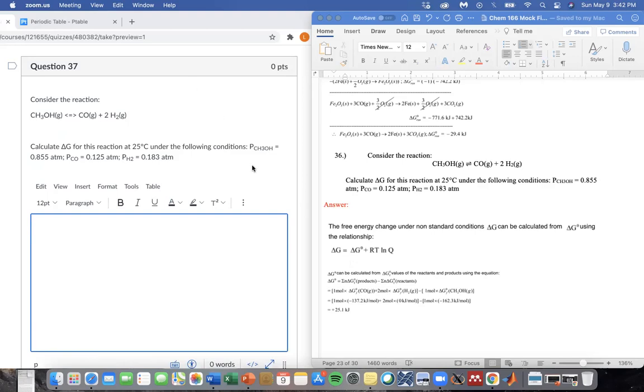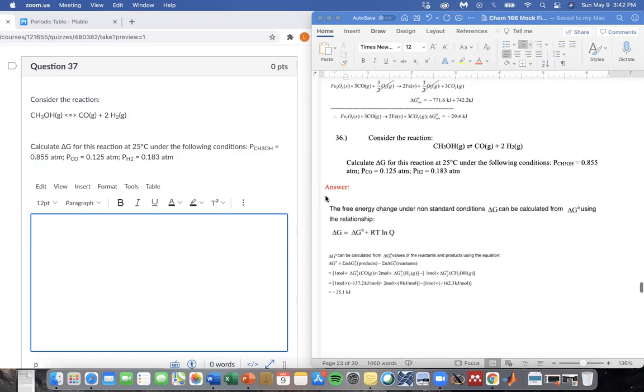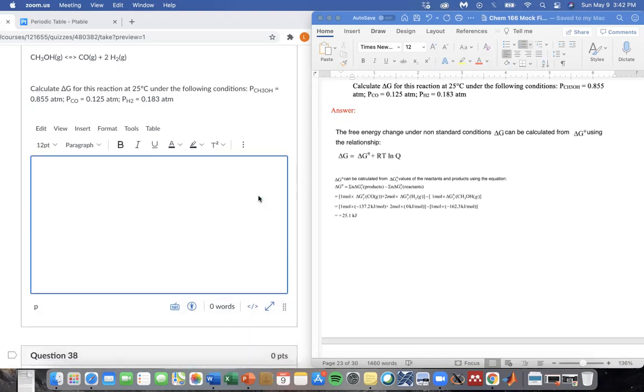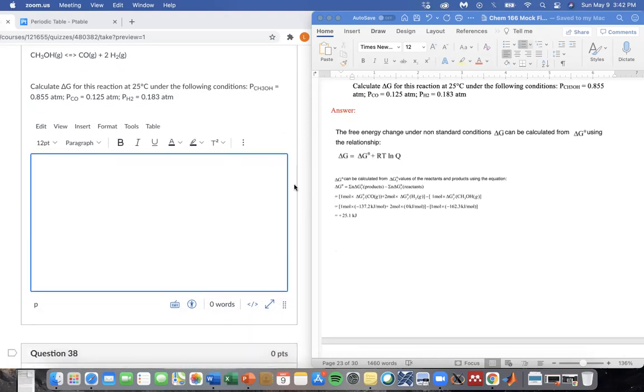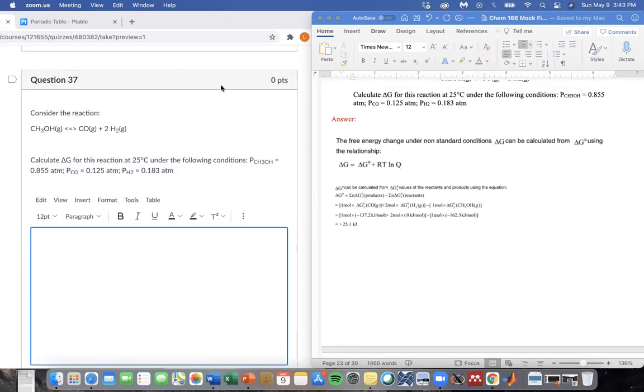The first thing that we can do is figure out... so actually, was it not given to you? What should have been given to you here is the standard molar entropy, sorry guys, the standard molar entropy of formation for this is 25.1 kilojoules. Sorry, that should have been included.